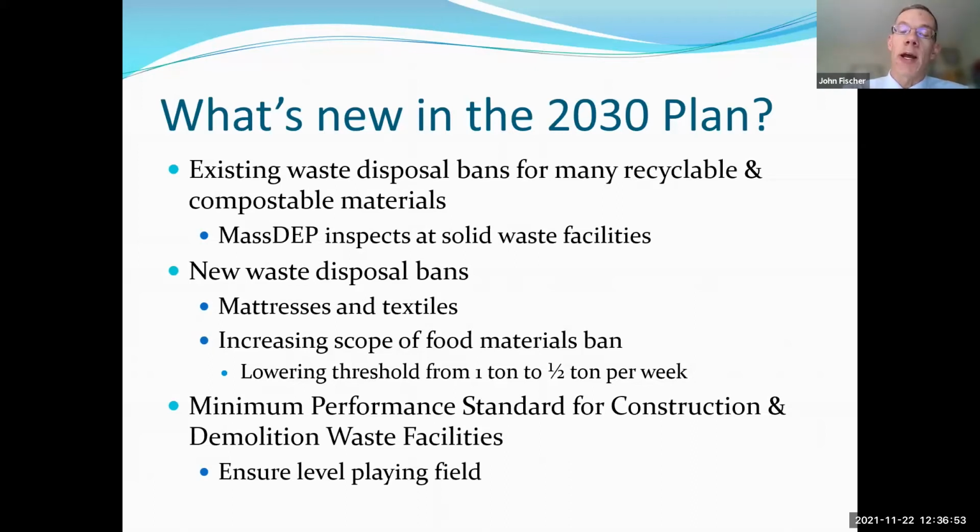So in our 2030 plan, and actually concurrent with publishing the 2030 plan, we published new regulations, revised waste ban regulations that add several waste ban materials effective November of 2022. So those new materials include mattresses and textiles, which is things, again, like clothing and sheets, linens, towels, things like that. And then we also have an existing ban on commercial food materials that currently applies to any business that disposes 1 ton or more per week of that material. And also in November of 2022, that threshold will drop from 1 ton to 1/2 ton per week. And we expect this will roughly double the number of businesses that are subject to that ban and need to take steps to reduce their disposal of food material.